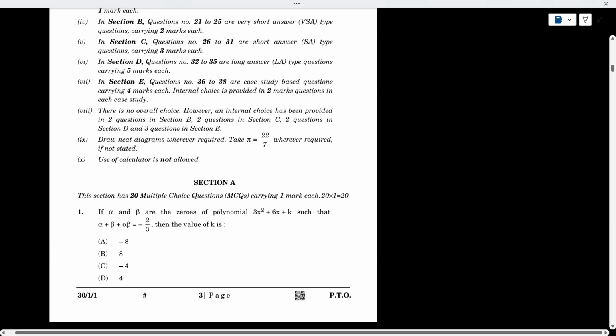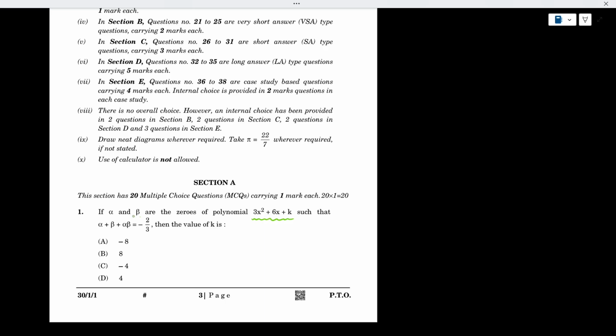It says if alpha and beta are the zeros of the polynomial. If you see here, it's a quadratic polynomial such that one equation is given. You need to find the value of k using this equation. Now this is a quadratic polynomial, and alpha and beta are the zeros. So what is the rule here? You should remember that alpha plus beta is always minus b by a, and alpha beta is c by a, right? So substitute the values here.